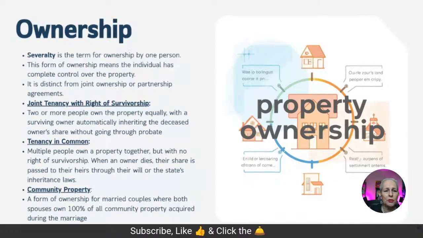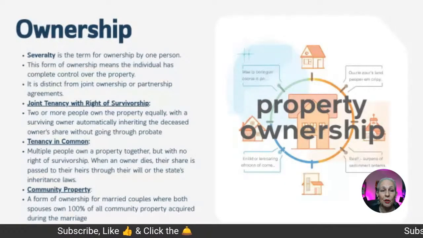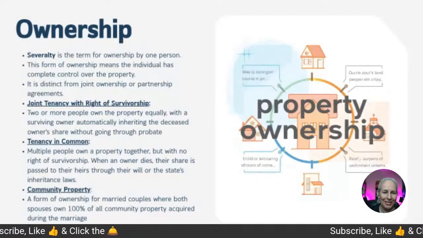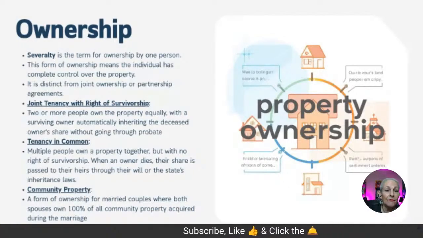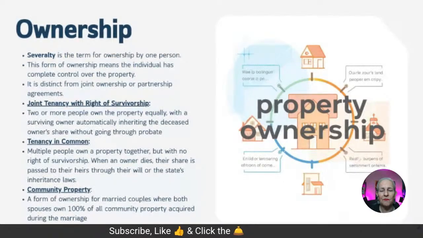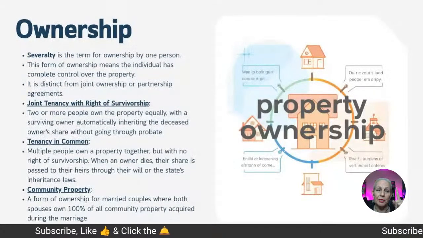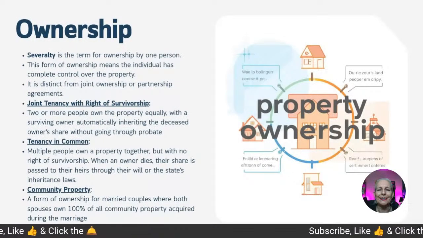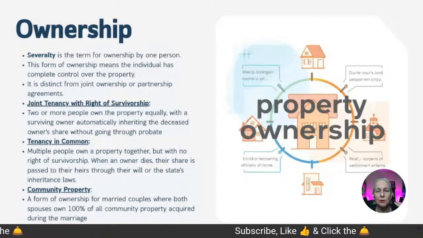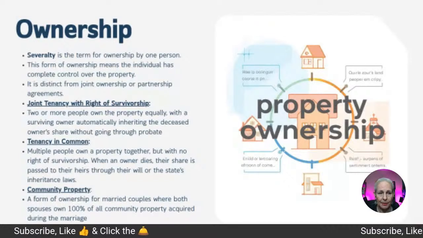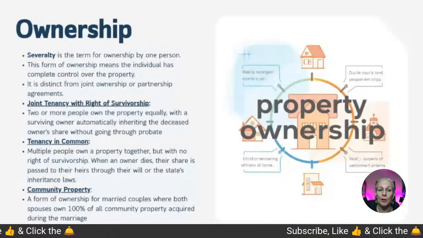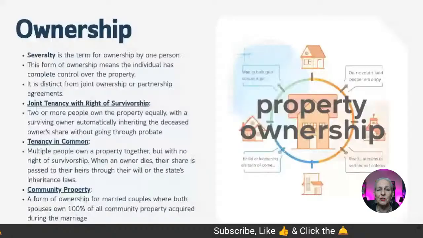Okay, ownership. There are 4 different types of ownership. Okay, severalty. Severalty, it's like sever, you're only one, is the term for ownership by one person. The form of ownership means the individual has complete control over the property. It is distinct from joint ownership or partnership agreements. And then we have joint tenancy with right of survivorship.